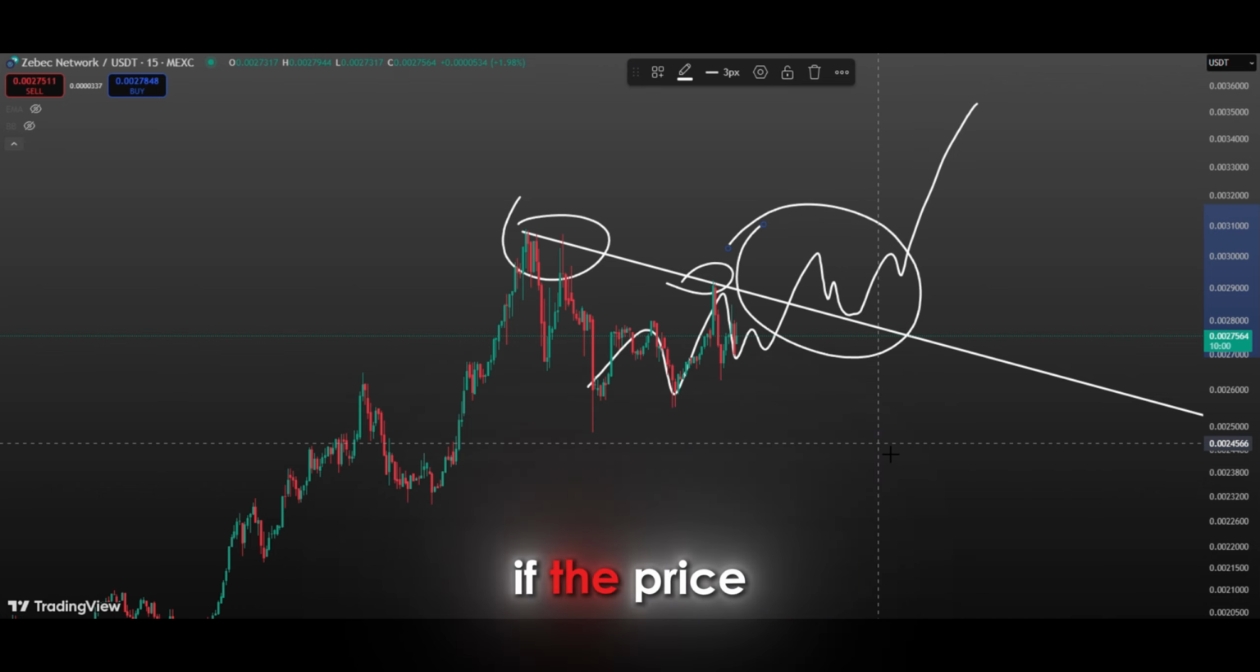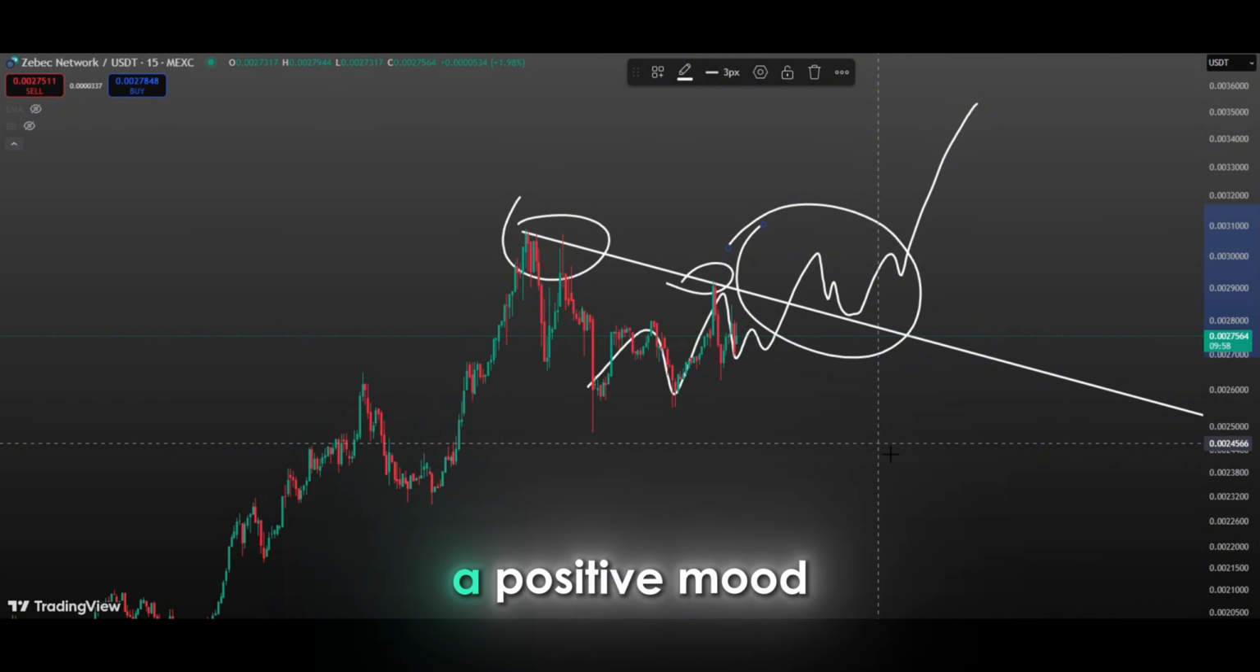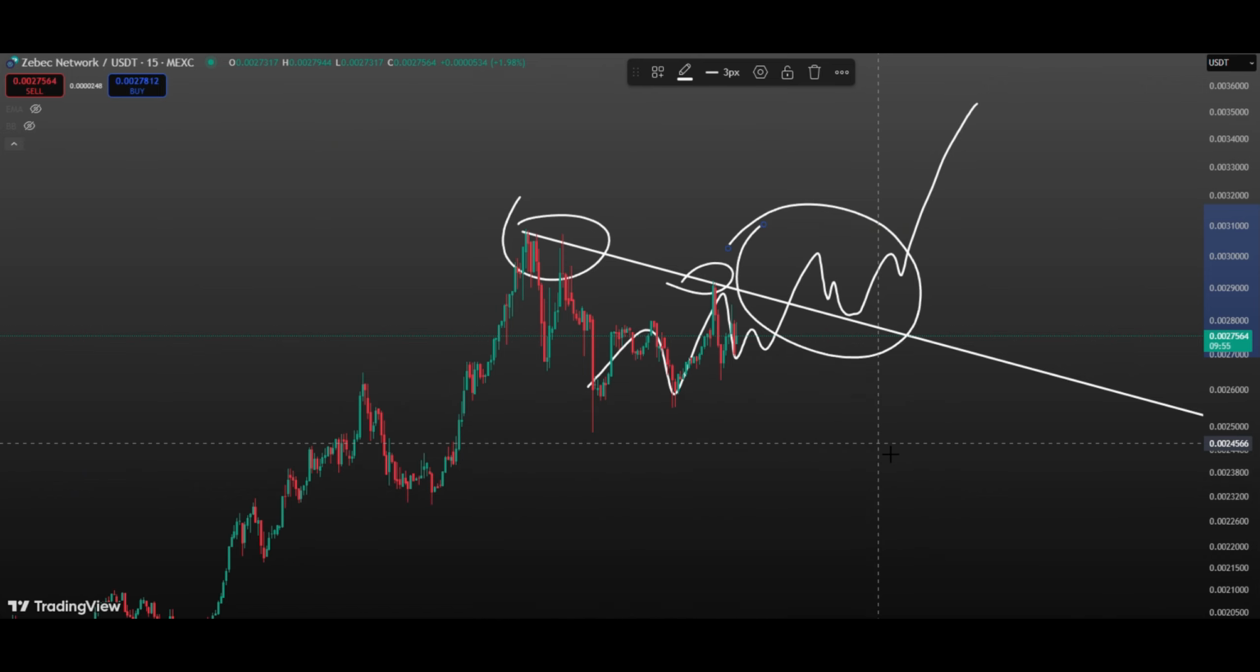This means that if the price manages to break out of the trend, where it has been suppressed for some time, a positive mood prevails in the market, which whets the appetite of buyers. When the downtrend is broken, traders take this as a signal and start buying positions. This not only pushes the price above the trend line, but also leads to a significant increase in volume. Such volume-backed breakouts lay the foundation for much healthier and lasting uptrends.